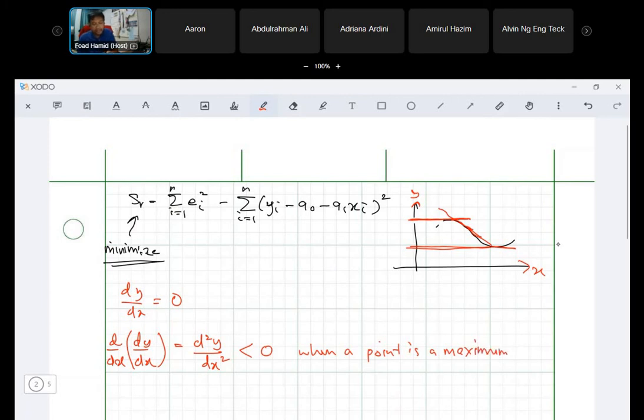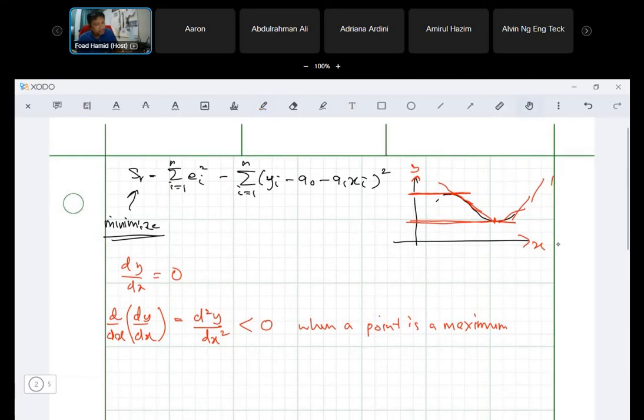The same thing here. Note that at this point the slope is 0, but when we increase our x, it will go up and up. So for a minimum, the change of our slope with respect to x should be a positive value. Based on this, you know that we need to do this.